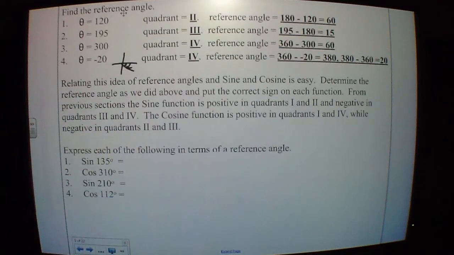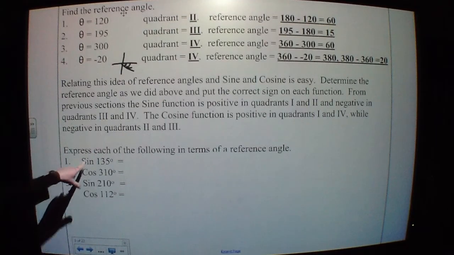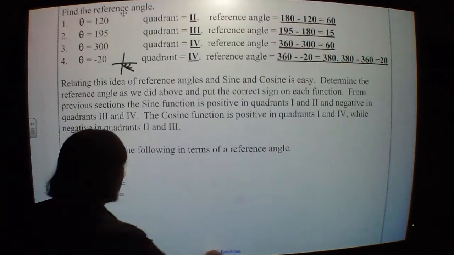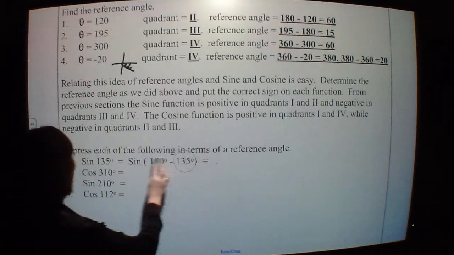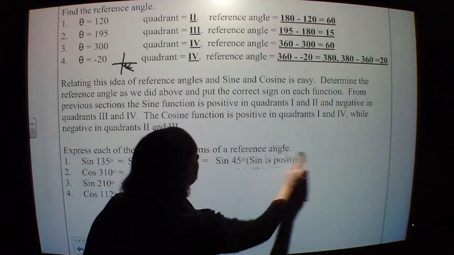So sine of 135. You need to think about this. Sine puts me in which quadrant? And 135 puts you in what quadrant? And you would say, oh, that puts me in the second quadrant. And in the second quadrant, you can say to yourself, is sine positive or negative? And I hope you know it's positive. So this is equal to positive sine of the reference angle. And the reference angle would be 45 degrees.